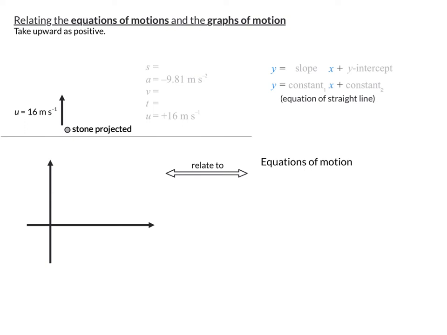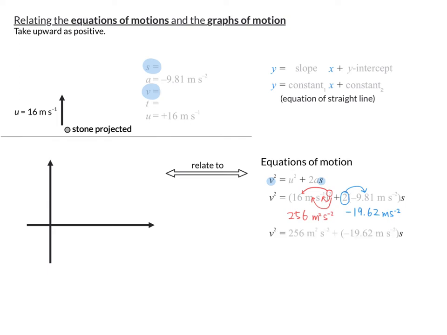Let's consider a more complicated equation of motion, the one describing the stone's velocity v with the displacement as it travels, that is, v squared equals u squared plus 2as. Putting these values in, we have this. As we have worked once on a similar case just now, this time I will be more rigorous and include the units in the equation.